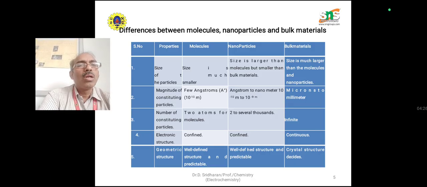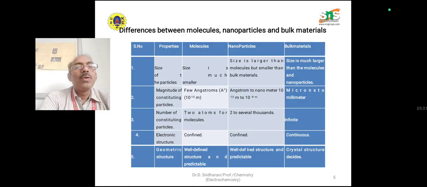The differences between the molecules, nanoparticles and bulk materials. The size of particles in the molecule is much smaller. Nanoparticle size is larger than molecules but smaller than bulk material, whereas bulk material size is larger than the molecules and nanoparticles, that is well known. So usually we make it for many applications in the form of bulk materials only.